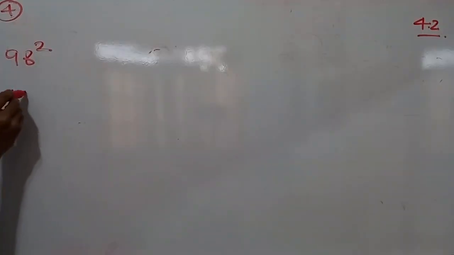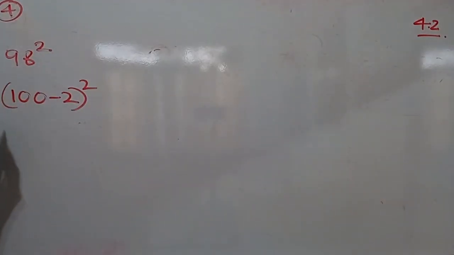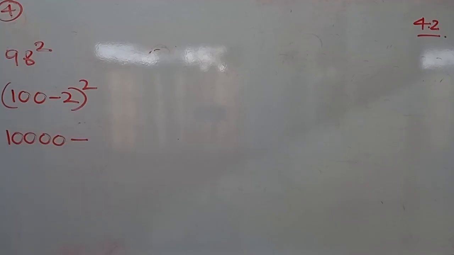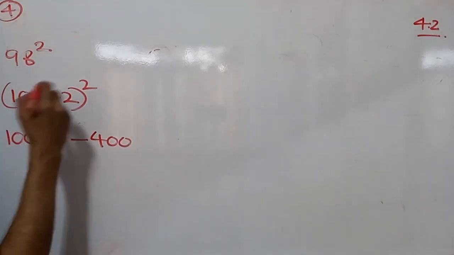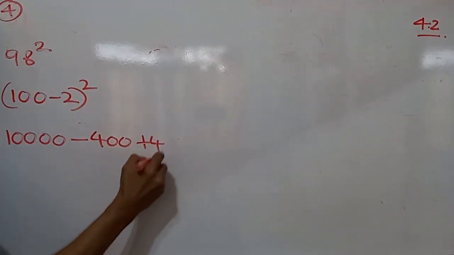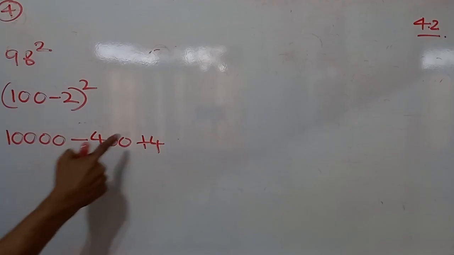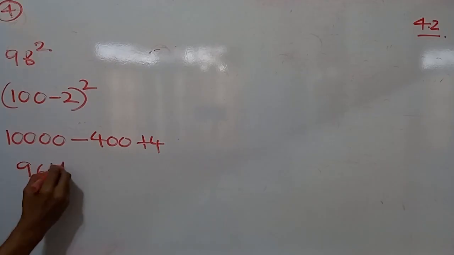So we can rewrite this as what? 100 minus 2 whole thing square. 100 squared is what? 10,000 minus 100 into 2, that is 200. 200 into twice, that is 400. Negative 2 square, that is what? Positive 4. 10,000 minus 400, that is what? 9,600. 9,600 plus 4, that is what? 9,604.